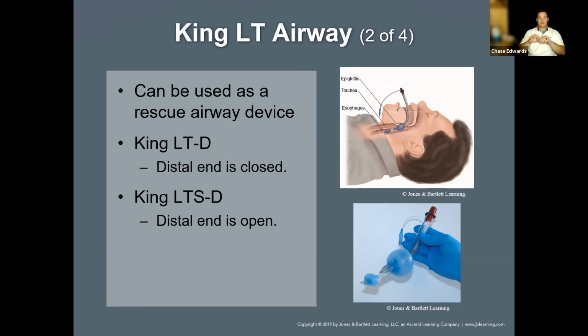It can be used as a rescue airway device. We talked about that, the King LT. There are two types of King LT airways available: the King LTD and the King LTSD. The King LTSD is the more commonly used device, and it's available in seven sizes. The distal end of the King LTD is closed, whereas the distal end of the King LTSD is open.